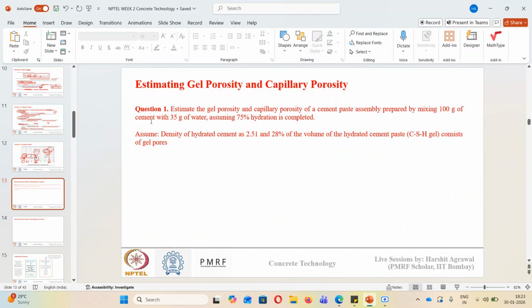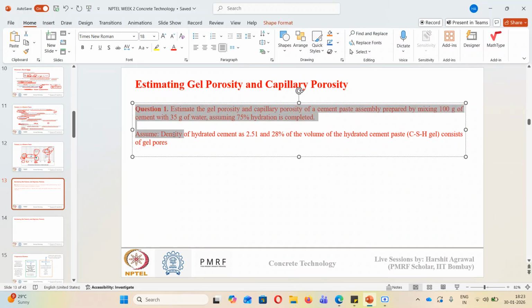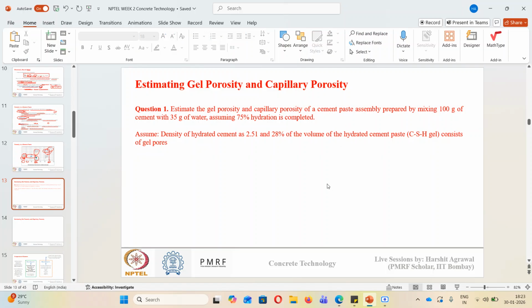Okay, so just give it a try. This question that I was discussing before: here we need to estimate the gel porosity and capillary porosity in a cement paste prepared with 100 grams of cement and 35 grams of water, assuming 75% hydration. Can any one of you unmute and tell me how you will approach this question? What are the steps that you need to follow? What is the base behind the question?